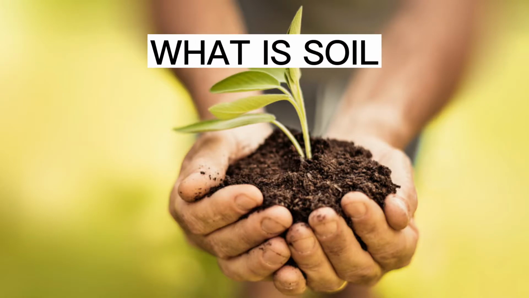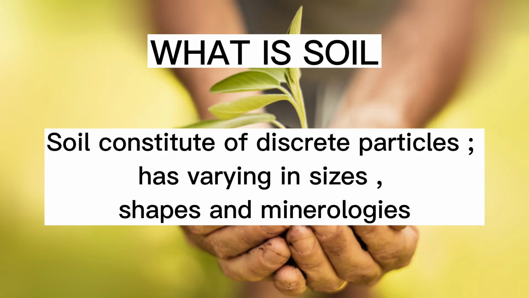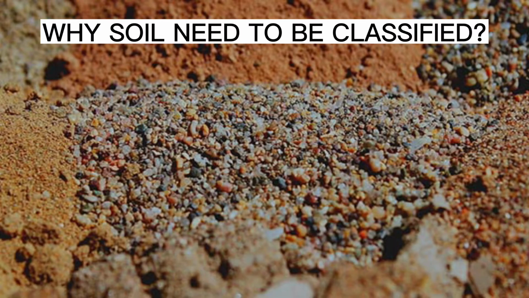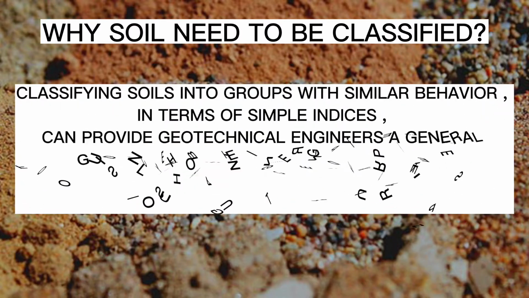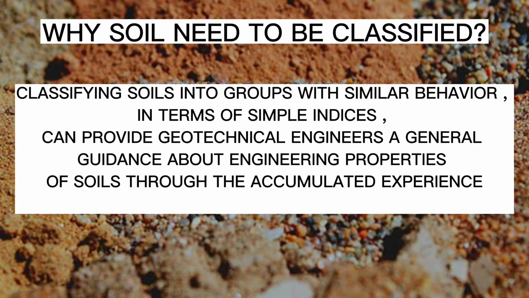What is soil? Soil consists of discrete particles, varying in sizes, shapes, and mineralogies. Why does soil need to be classified? Classifying soils into groups with similar behavior, in terms of simple indices, can provide geotechnical engineers a general guidance about engineering properties of soils through accumulated experience.